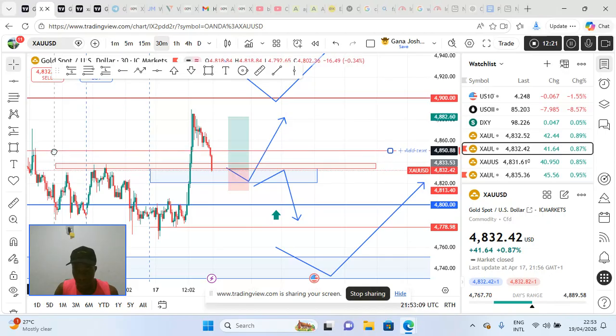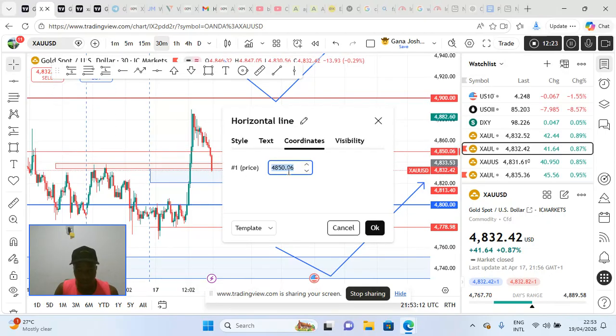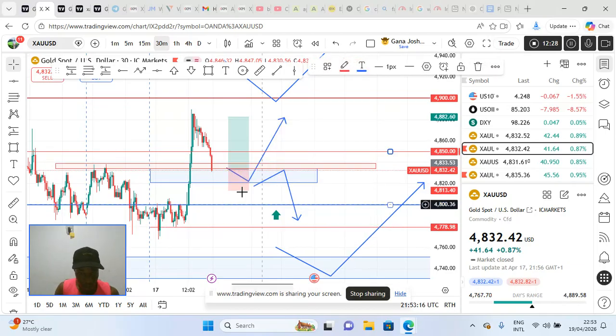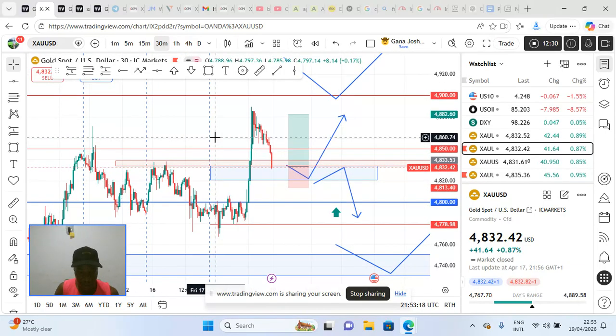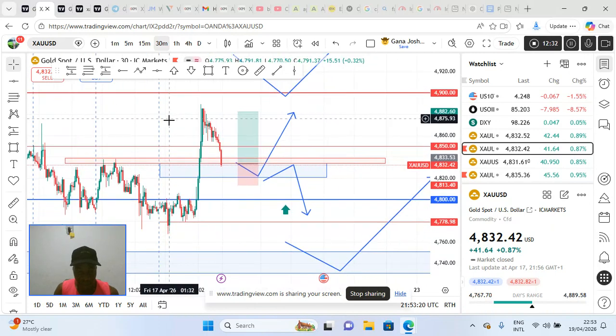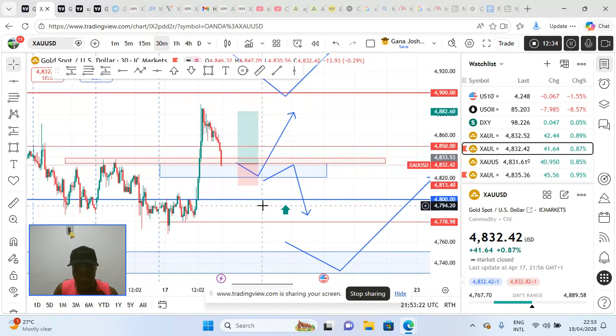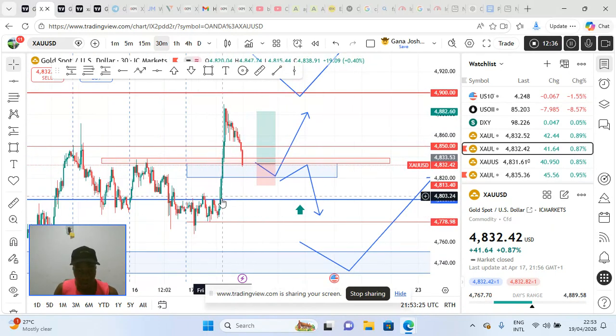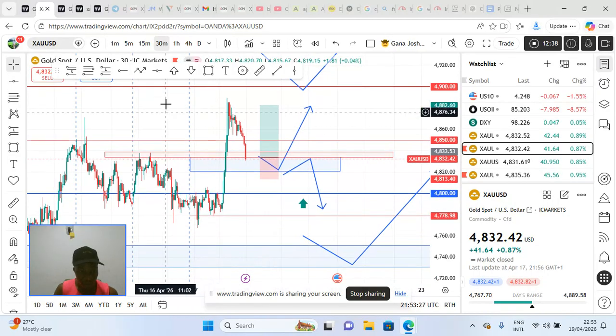I think 850. Price is below 850 right now. Okay, so 850. Price is even riding below 850. So where is 12.5? 12.5, 25.